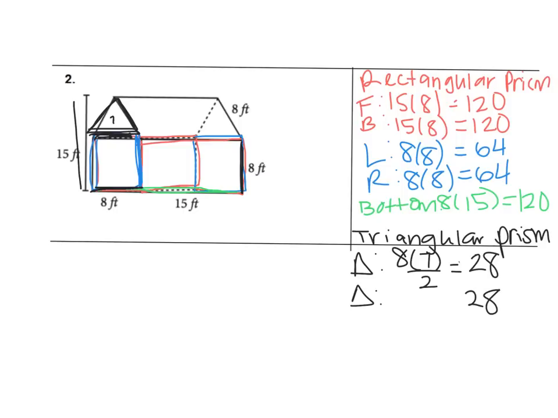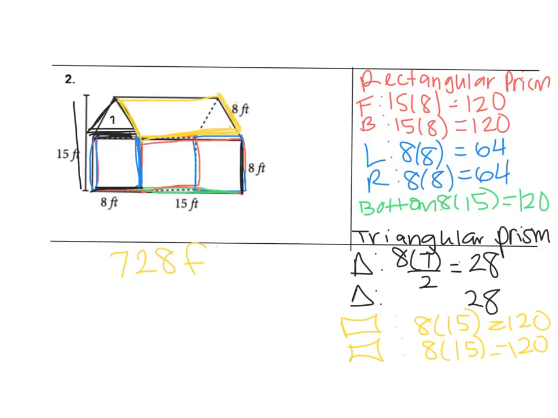And then we have our 2 rectangles here. So the rectangles are on the right and left side, and they are going to be 8 by 15 for the base. So for the rectangles, we have 8 times 15, which is going to give us 120. And then we have the other rectangle on the other side, which is also 8 by 15, which is 120. I'm going to add all of these numbers up, and you should get a total of 728 feet squared.